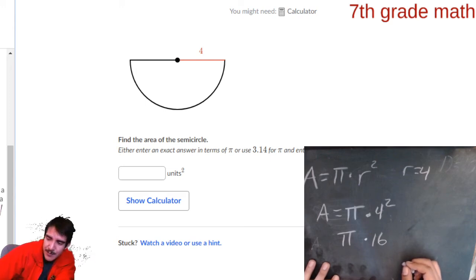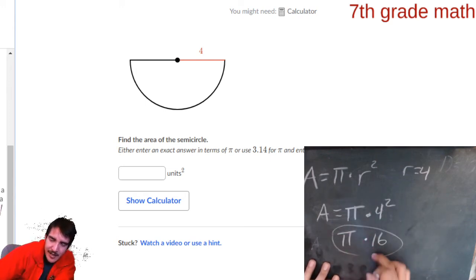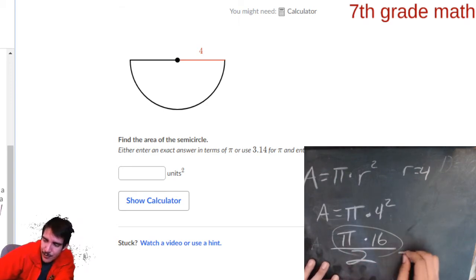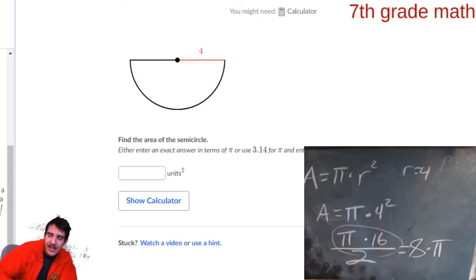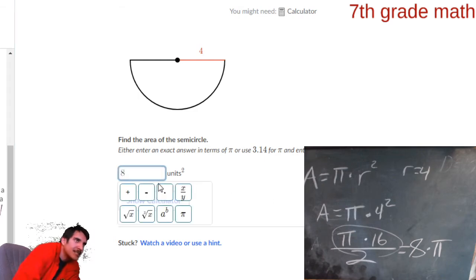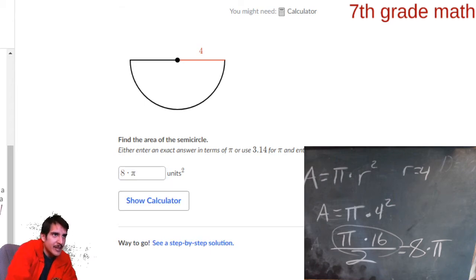But this is a full circle, this right here, and in our picture we only have a half circle. So since we only have a half circle, we got to cut this in half. And if you do that, you get 8 times pi. Not 16 times pi, you get 8 times pi. So let's see if they, oh my gosh, they let us do exact answers again. 8 times pi. Hit the check button, and we are done.